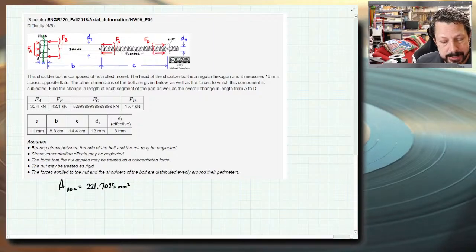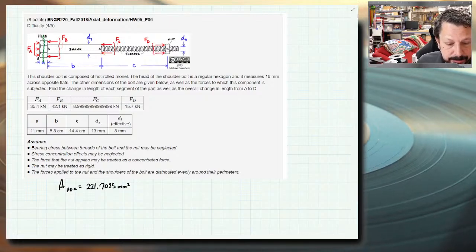I have to treat it as its own section because there are forces that get applied to the back of it. It changes area from the head to the shank. It's all the same material, I assume. In fact, I don't know. Oh, it's hot rolled mono, so that's an oddball material that we'll have to look up. I don't offhand know its modulus of elasticity.